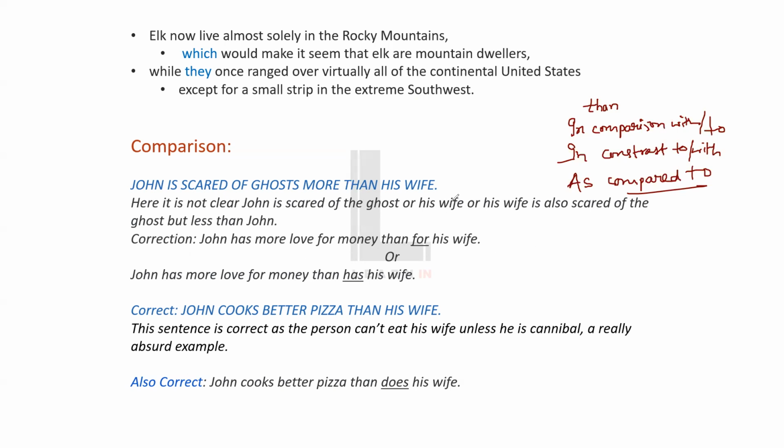I hope you have got this. This sentence is wrong. John cooks better pizza than his wife. Now, is this sentence correct or not? Tell me this first.